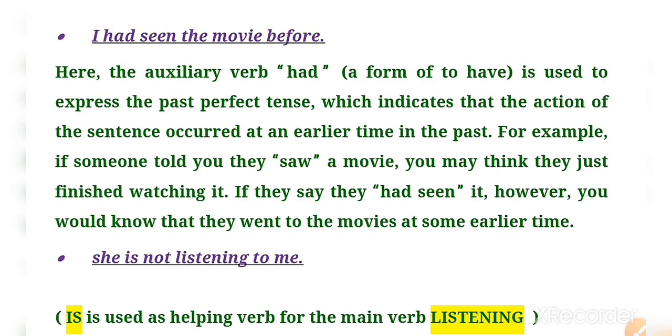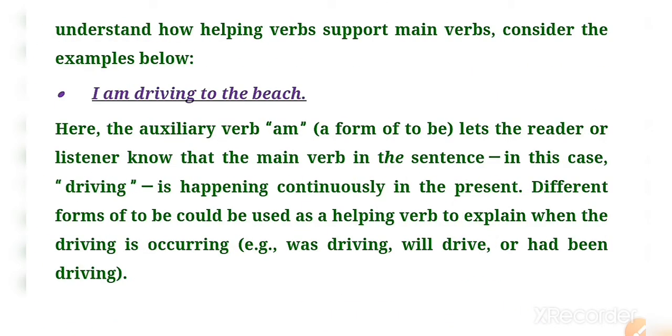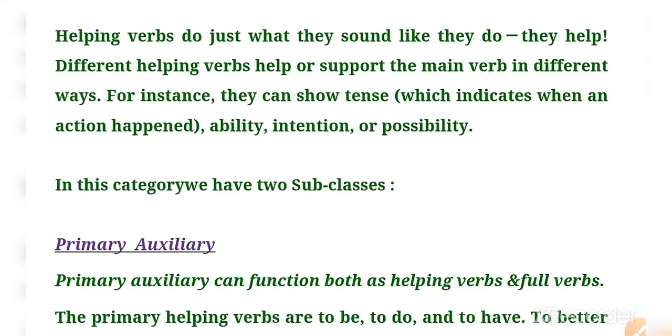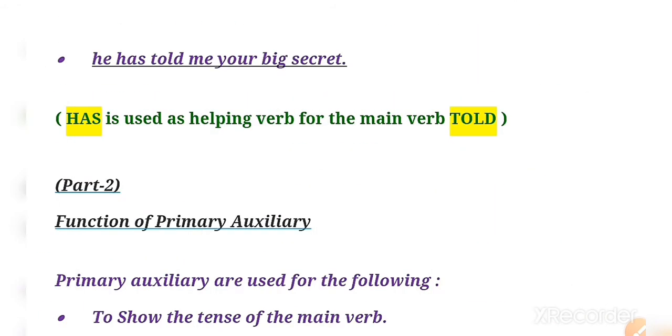So today, part 2, we are going to talk on function of primary auxiliary. So children, in the last class, I hope that you are clear about primary auxiliary verb, that primary auxiliary verbs can function both as helping verb and full verb. The primary helping verbs are to be, to do, and to have form. So these examples we had explained last time. Now today we will see what is the function of a primary auxiliary verb.